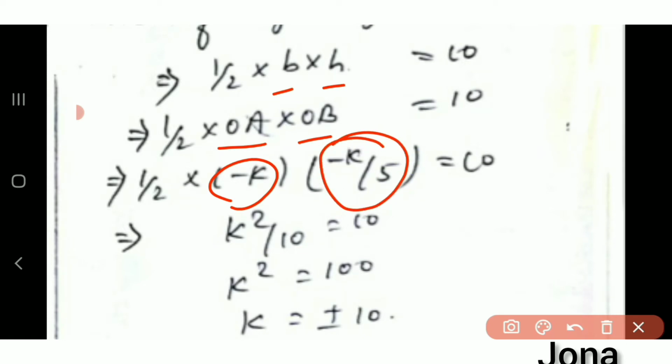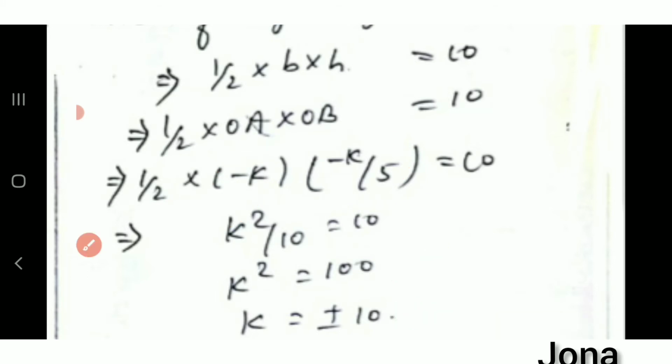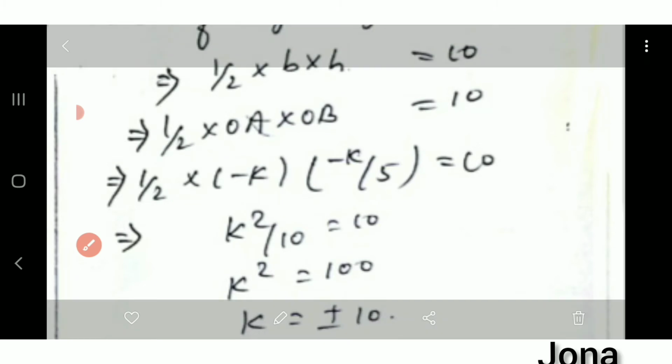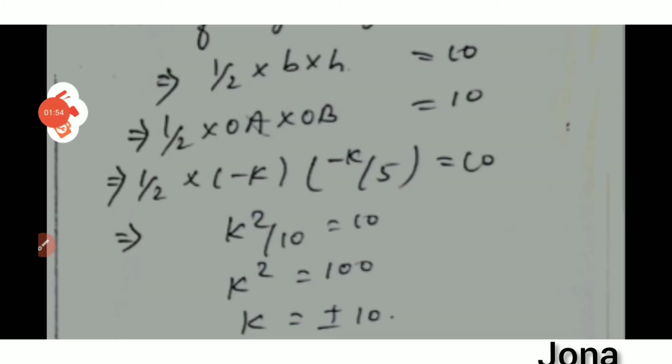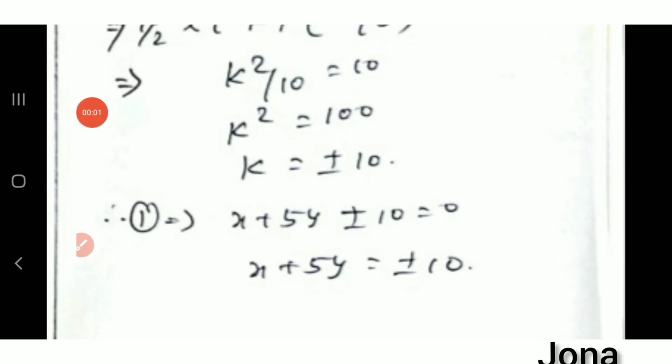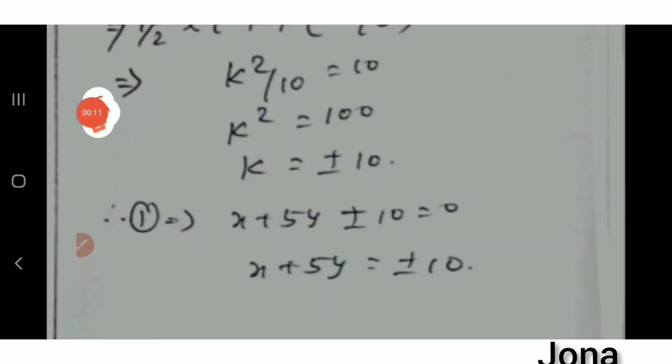So if you simplify this, k square by 10 equal to 10. Cross multiply this as k square equal to 100. Therefore k equal to plus or minus 10 here. So that I can have the equation as x plus 5y plus or minus 10 equal to 0, which is nothing but x plus 5y equal to plus or minus 10.